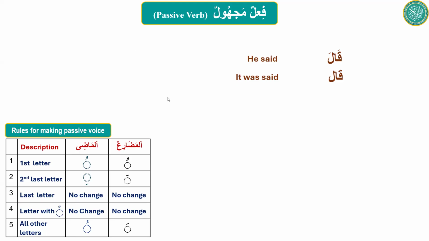So this is fail madi, right? So first, dhamma column. So qaf will get a dhamma, okay?